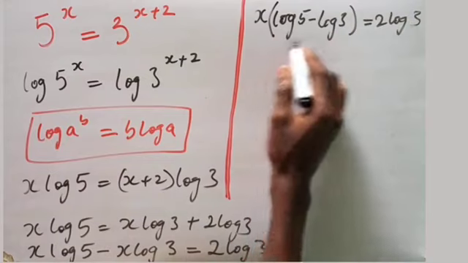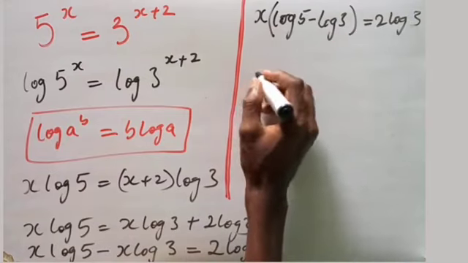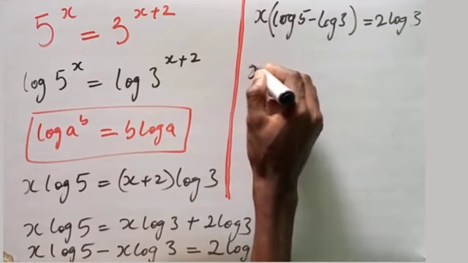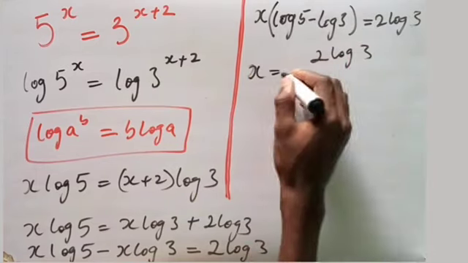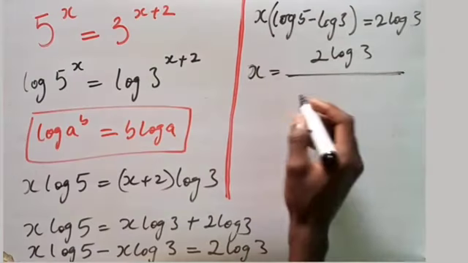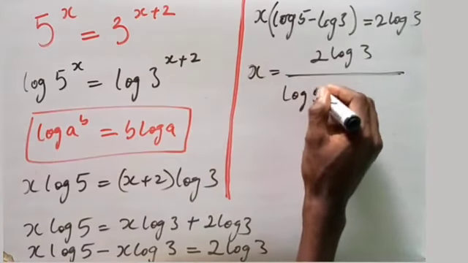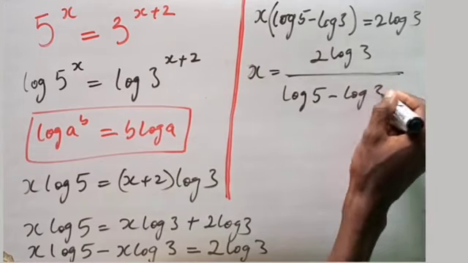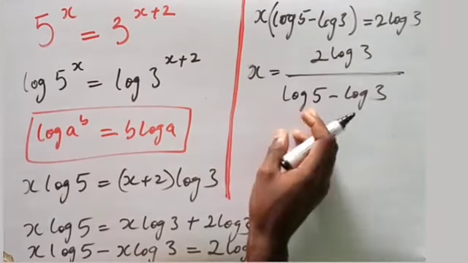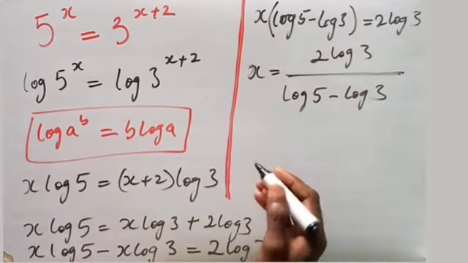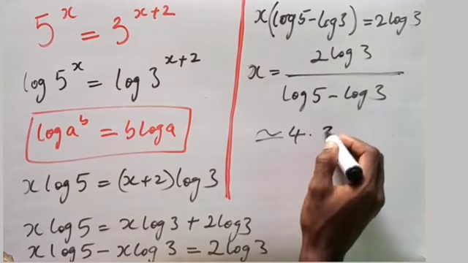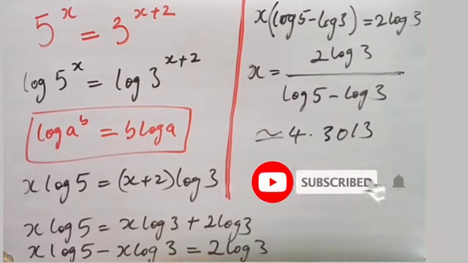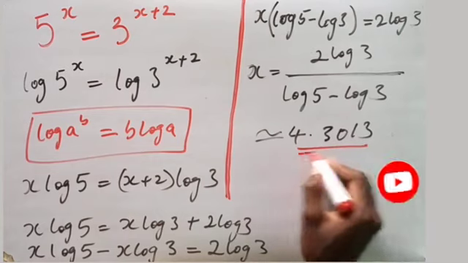So let's divide both sides by this. So we will get x equals 2 log 3 all over log 5 minus log 3. By calculating this using calculator, we will approximately get 4.3013. So this is the value of x.